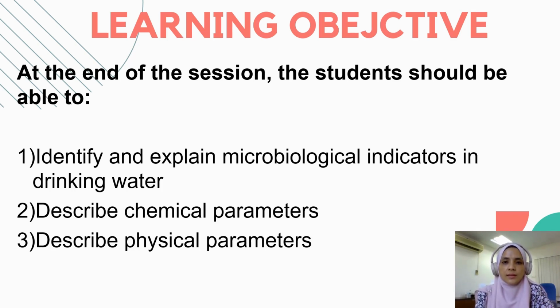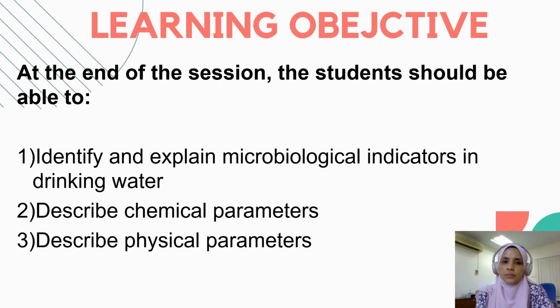For the first learning objective, students should be able to explain the significance of these indicators. For instance, the coliform bacteria are used as a general indicator for potential contamination, while E. coli specifically indicates fecal contamination. Understanding the presence of these microorganisms helps in assessing the risk of waterborne diseases and ensuring the microbiological safety of drinking water.